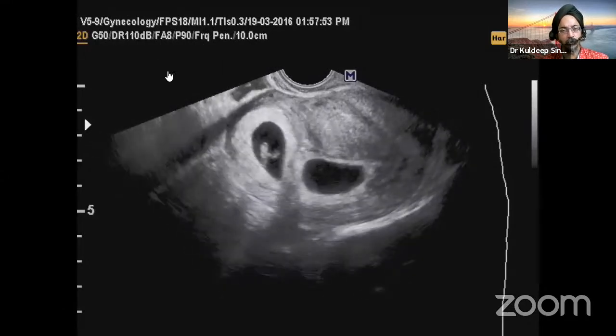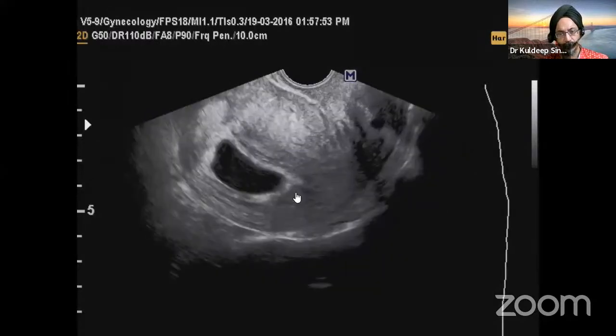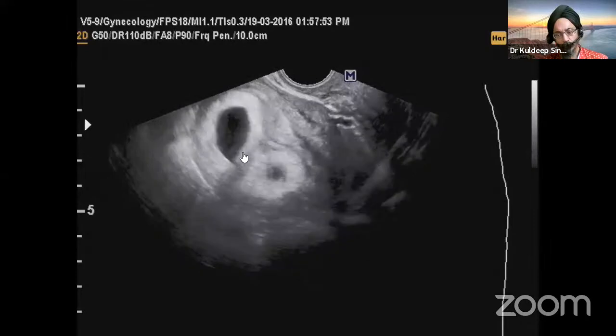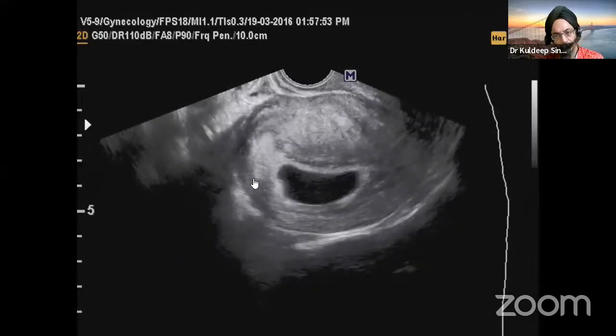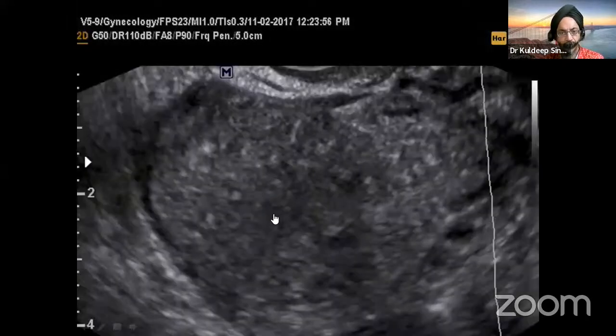So finally, what sort of a twin pregnancy is it going to be? It's going to be a dichorionic, diamniotic. Perfect. So that's how even in the first trimester, very, very early, you can look for what type of a pregnancy. Now let's see another one.